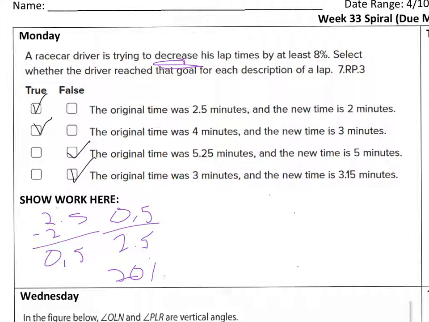And you would do the same thing for the second one. So 4 minutes minus 3, you get 1 minute difference. 1 divided by 4, we know is 0.25, so 25% difference, decrease.